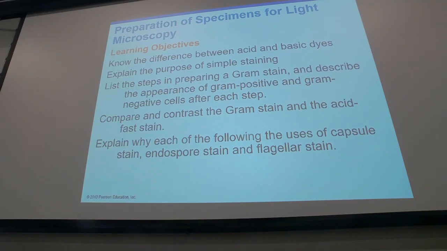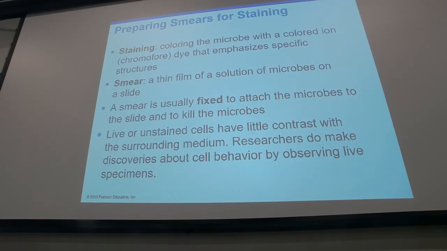Okay, now let's look at the preparation of these specimens for light microscopy. We're going to see the different types of dyes that we have, including acidic and basic. We're going to see specific staining techniques like gram stain, simple stain, and acid-fast stain, and structural stains as well, like capsule, endospore, and flagellar stain.